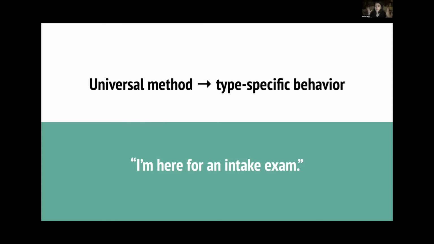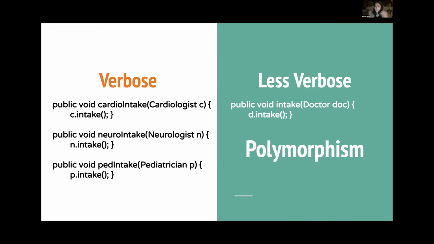So, what have we discovered here? We've discovered a universal method for invoking type specific behavior. I can go to any doctor and just say, I'm here for an intake exam, and I can expect that they will perform a type specific intake exam. Now, why does this matter when we're coding? Well, let's take a look at these two different types of code that I could write.